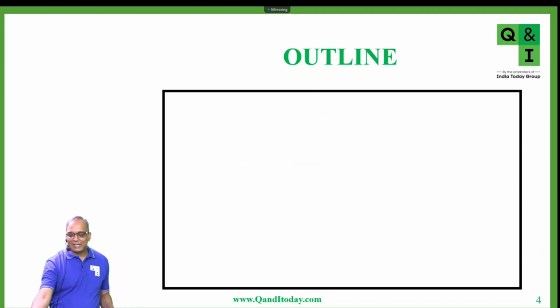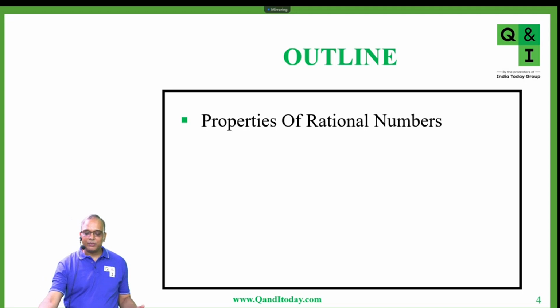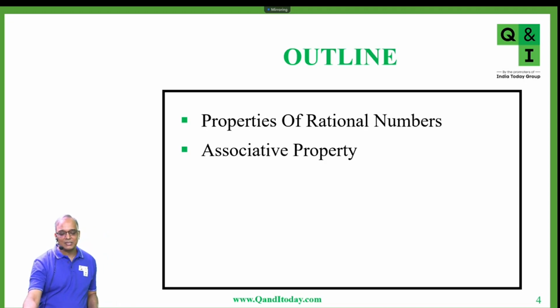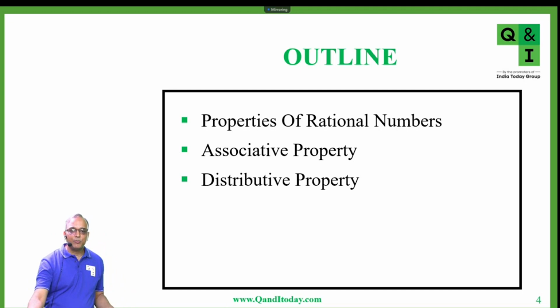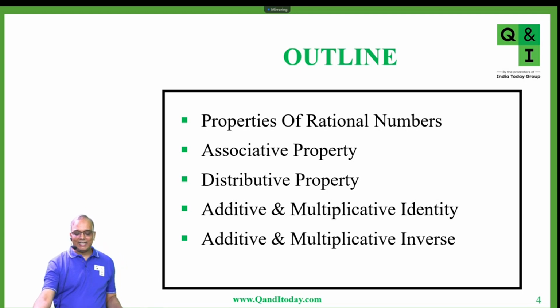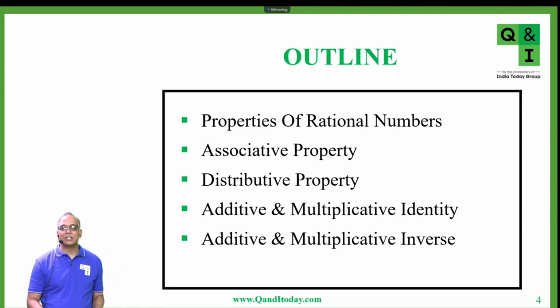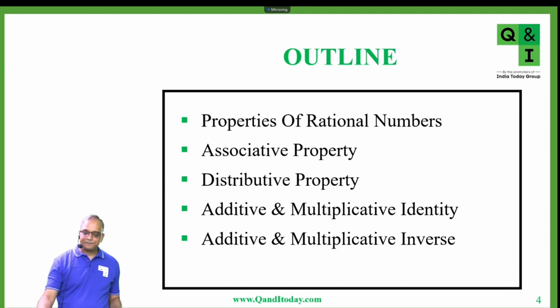And in today's class, we are going to continue with properties of rational numbers. So we'll do associative property today, distributive property today, additive and multiplicative identity. What are these? And additive and multiplicative inverse. So this is what we are going to cover in today's class. Okay.